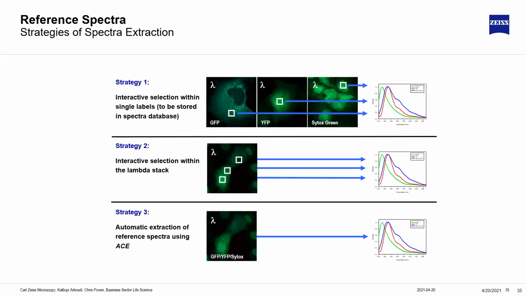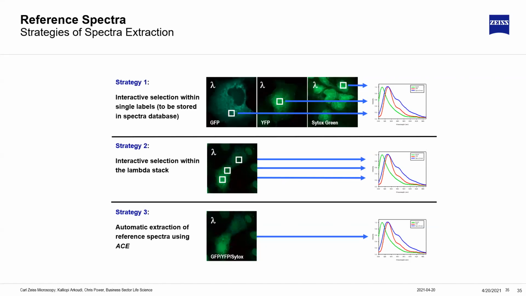So you can either do that by labeling your samples individually, to have a control sample with each reference fluorescent protein, only one protein per sample, so that you can detect a clean spectrum and then load it and ask the software to look for a specific spectrum. Or you can select by yourself.